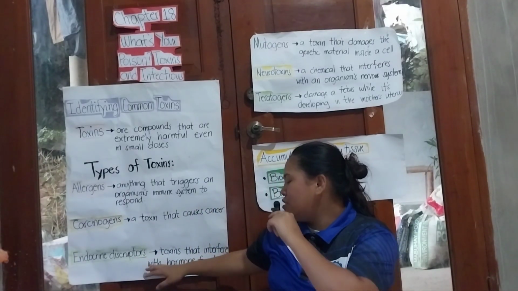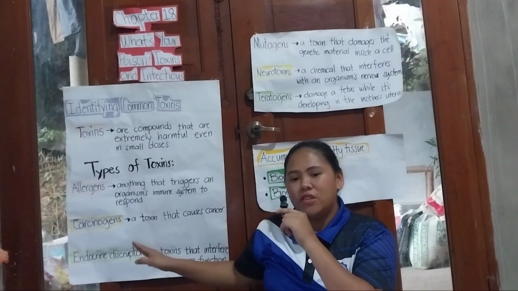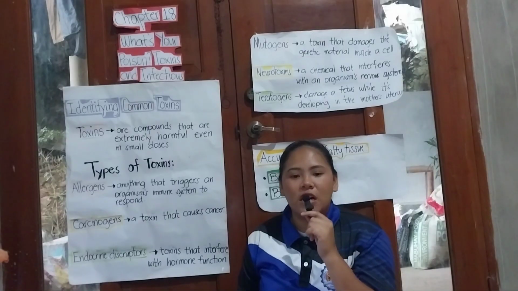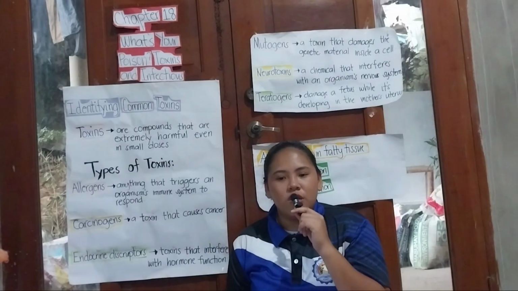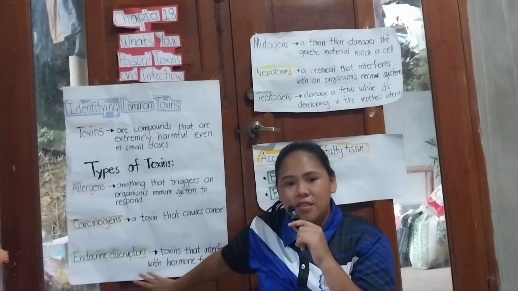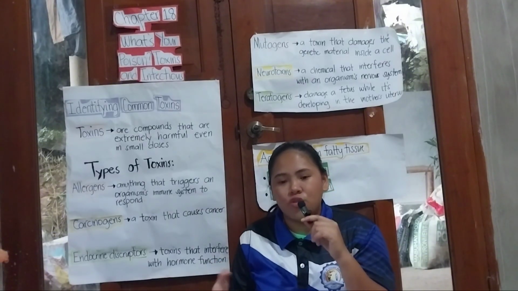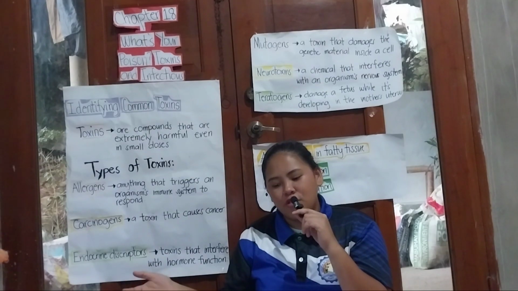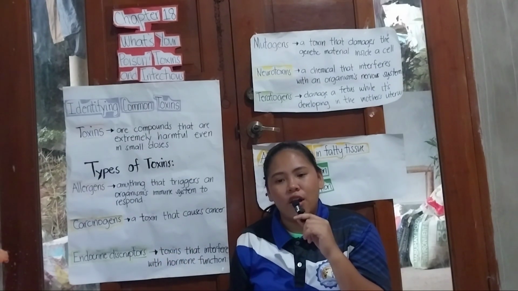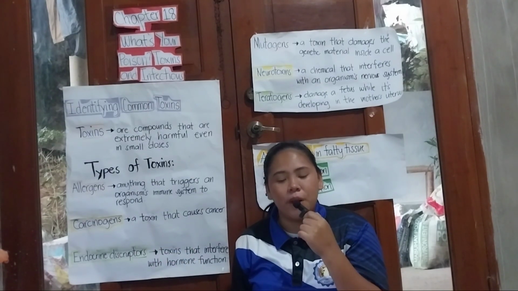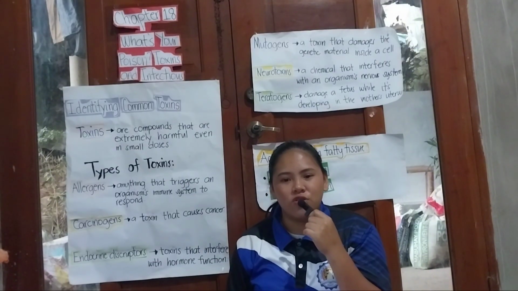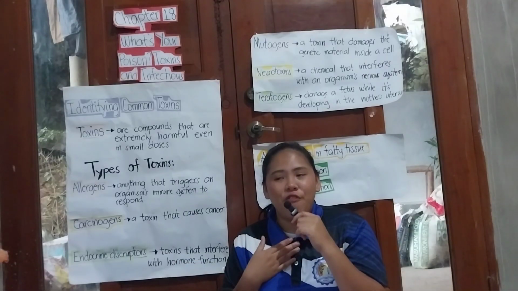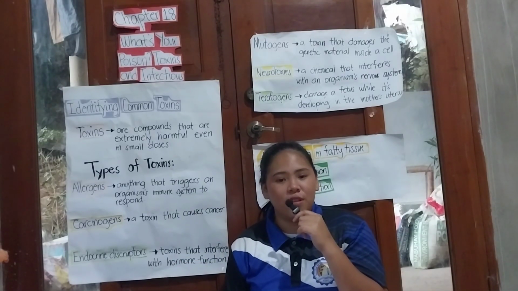Next one is we have endocrine disruptors. Endocrine disruptors are toxins that interfere with hormone functions. So these interfere with the body's hormones. Hormones control growth, development, and reproduction. Some toxins act like hormones and confuse the body. Examples of this include BPA in plastics and atrazine, which can affect reproductive health and development.